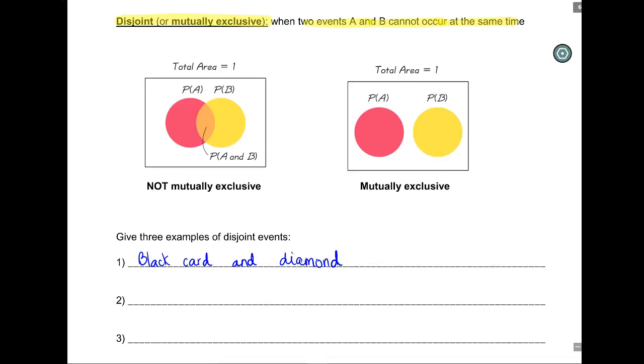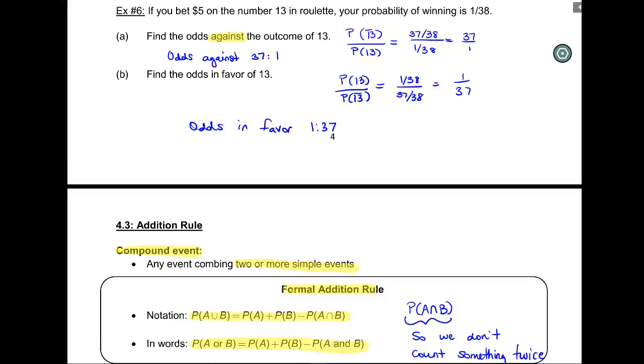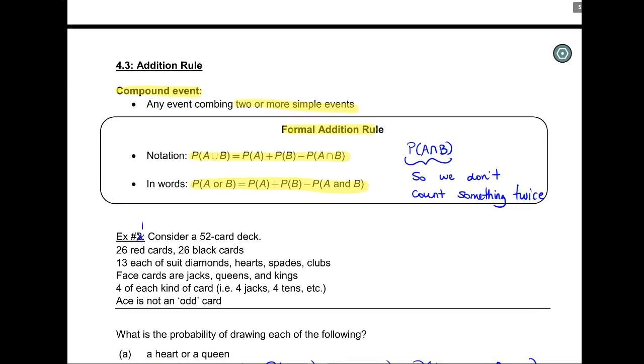When you have disjoint events, you don't need to worry about subtracting the probability of both. So this would be the probability of a black card plus the probability of a diamond. But you don't have to subtract because it's impossible to have both. With the addition rule, there's a 0% chance of that. I mean the probability of getting a black card or a diamond.